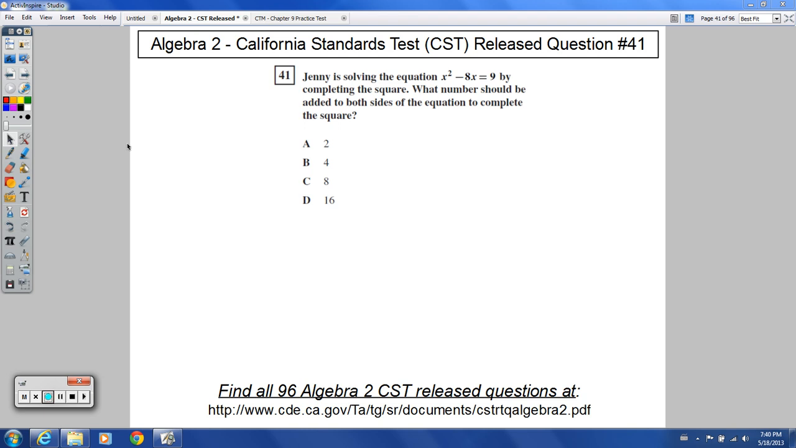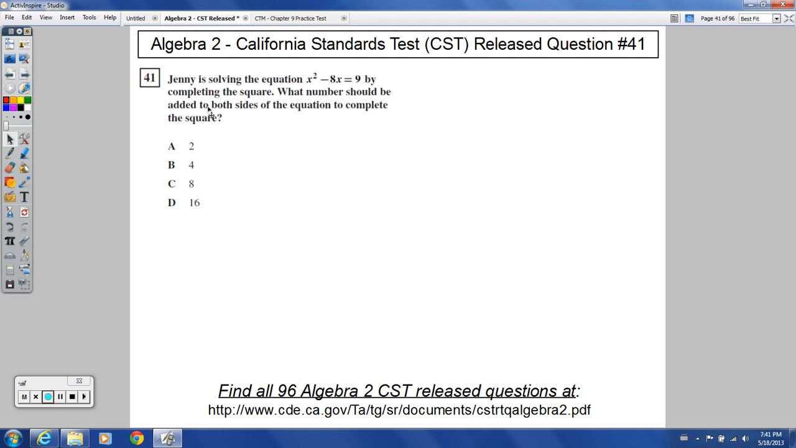Welcome to Algebra 2 CST release question number 41. It says Jenny is solving the equation x squared minus 8x equals 9 by completing the square. So we've got to know what that means. What is completing the square? How do we do that? What number should be added to both sides of the equation to complete the square?